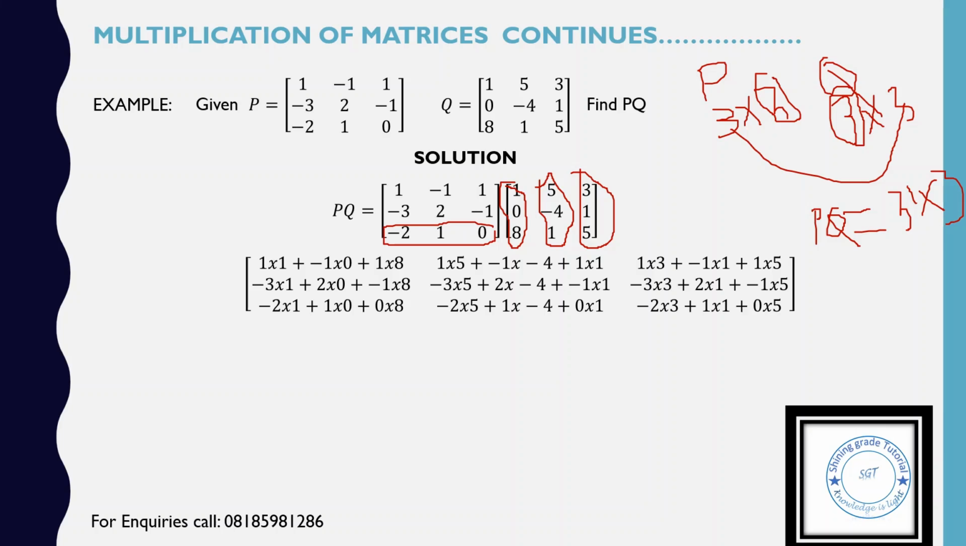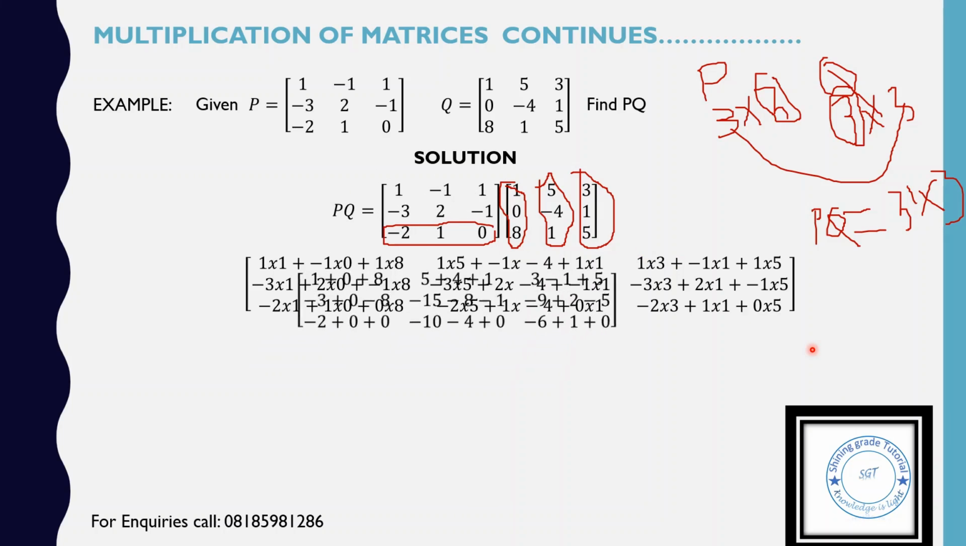Alright, so minus 2 times 1, we have it here. 1 times 0 is here, 0 times 8 is shown here. So minus 2 times 5 is here, 1 times minus 4, and 0 times 1 is shown here. Minus 2 times 3 is here, 1 times 1 is shown here, and 0 times 5 is shown here.